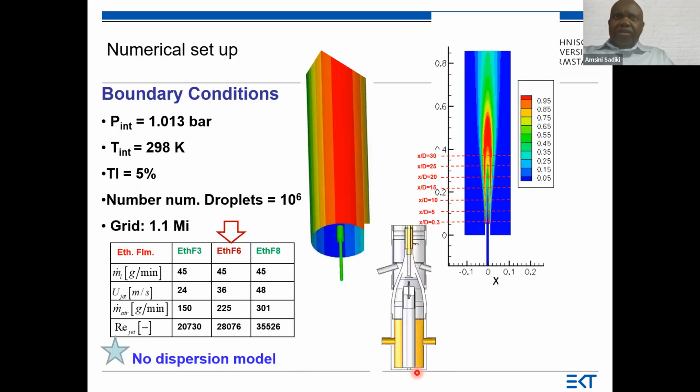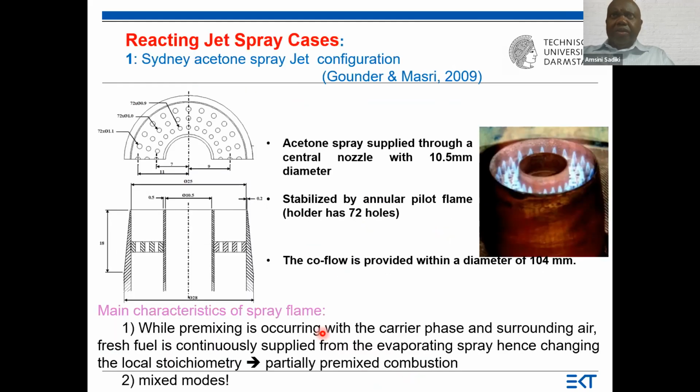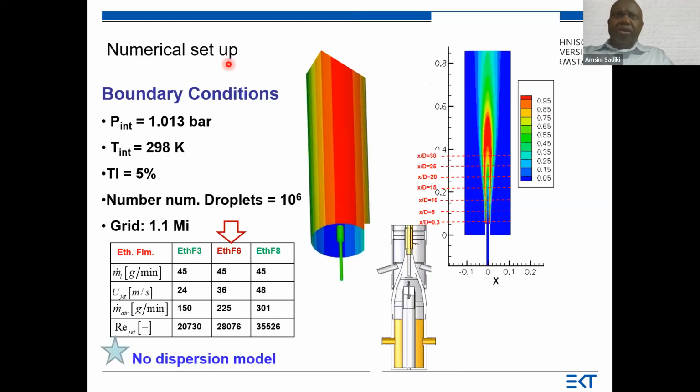So at Sydney, they carried out different experiments for different fuels. There was acetone. They also did ethanol. And they have a set of ethanol flames, ethanol 3, 6, and 8, with a difference in the jet velocity. And this also implies modification of the mass flow rate and of the Reynolds number.